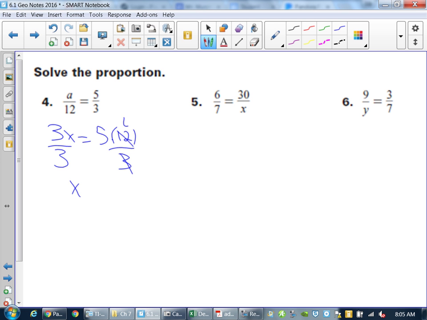Or you just simplify this and do that and get 20. Simplify the fraction before you do it, and you can do that as well. So let's see, 7 times 30 is 6x, divided by 6. This becomes a 5 and you get 35. Or press buttons in the calculator, you get the same thing. Cross multiply. Fraction, cross multiply. That's all it is.